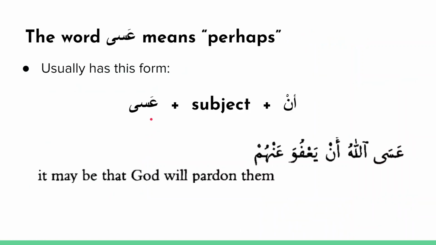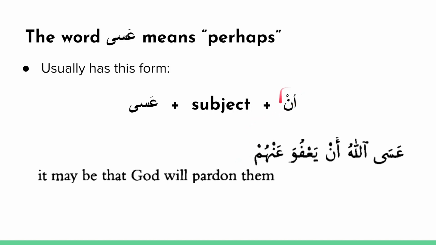Alright, let's change gears a little bit and now talk about the word asa. The word asa is much more straightforward. It just means "perhaps" or "maybe so". And it usually has this form: asa followed by the subject of the sentence, followed by an. So for example, here we have asa Allahu an ya'fuwa anhum. Perhaps God may forgive them.